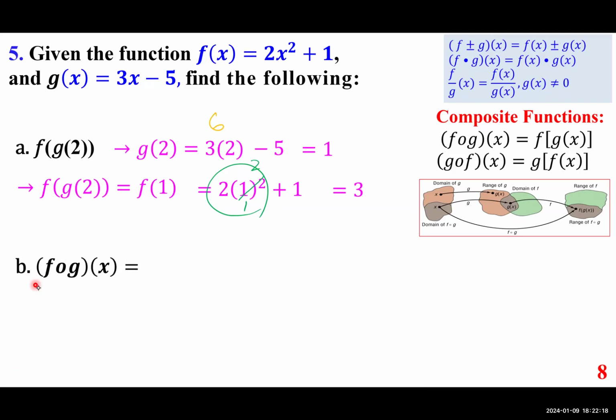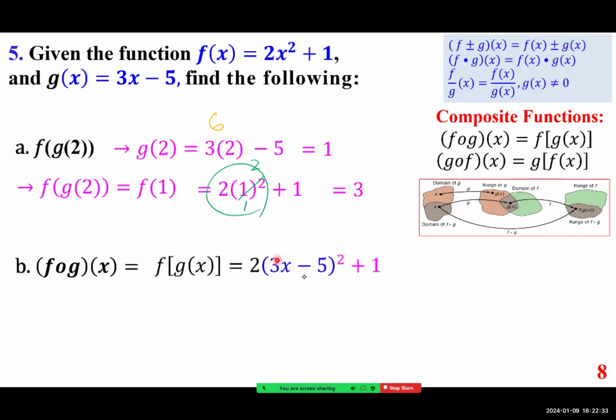What about f o g of x? That means f of g of x. That means replace the x in the function f with the function g. So replace the x with the g function. You can actually put the g and then replace the g with whatever g represents, which happens to be 3x minus 5.